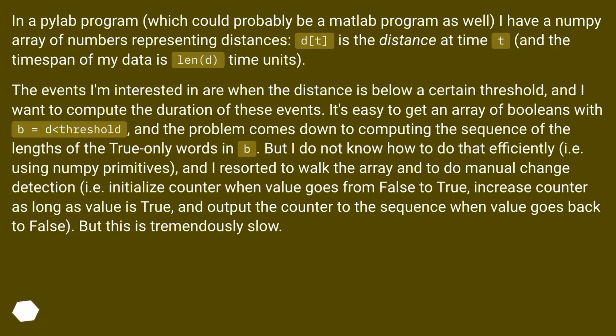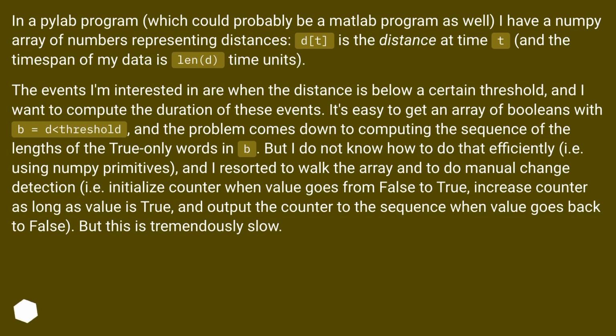In a PyLab program, which could probably be a MATLAB program as well, I have a numpy array of numbers representing distances. dt is the distance at time t, and the time span of my data is len(d) time units. The events I'm interested in are when the distance is below a certain threshold, and I want to compute the duration of these events.